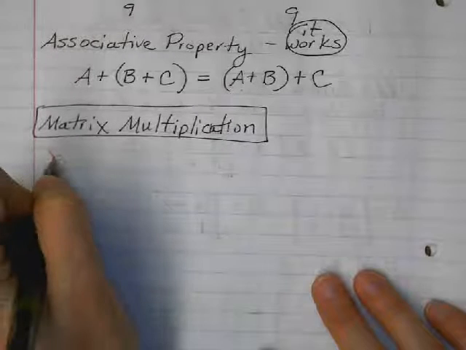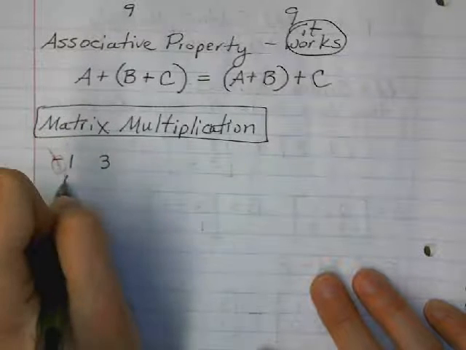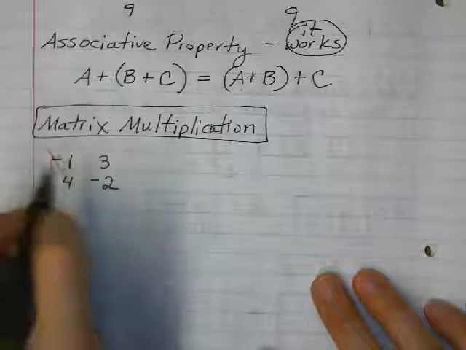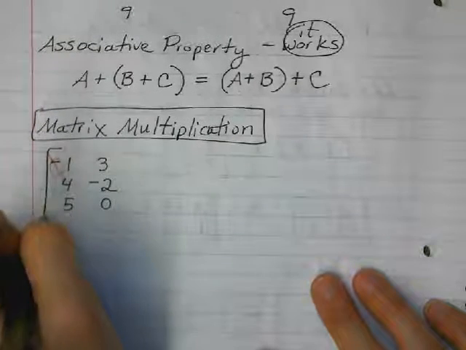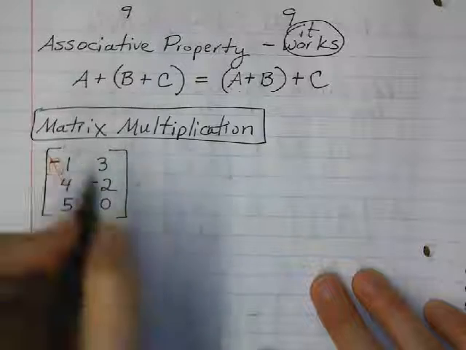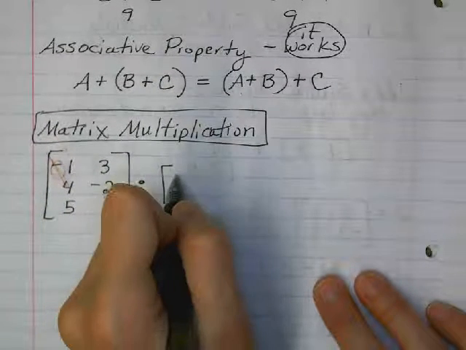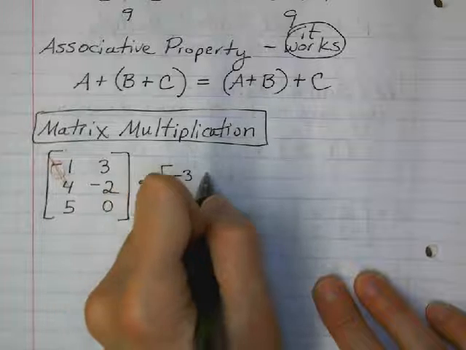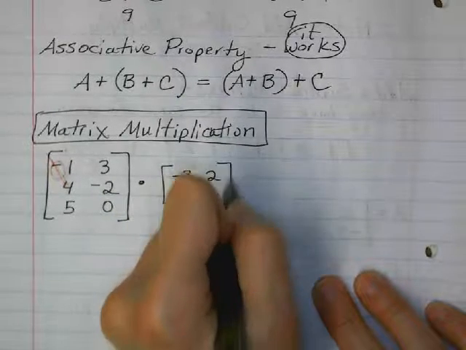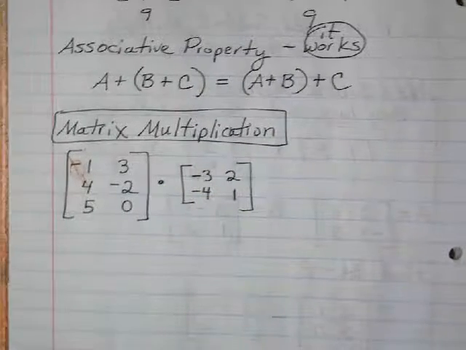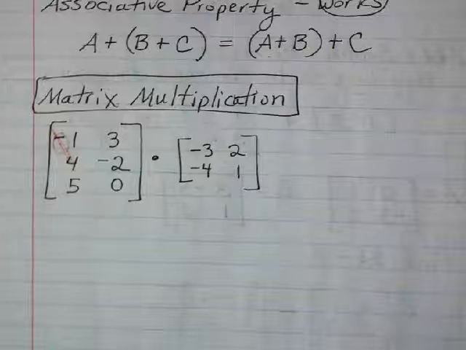Okay, so I'm going to write a matrix down. -1, 3, 4, -2, 5, 0. And then we're going to try to multiply it by another matrix that says -3, 2, -4, 1. All right, matrix multiplication, it's a little different.